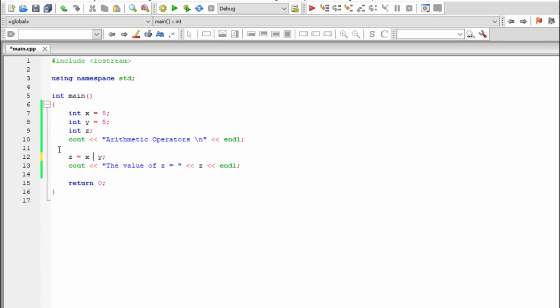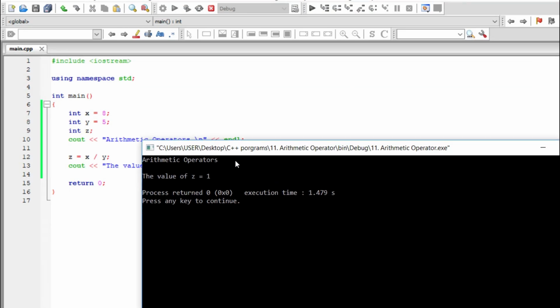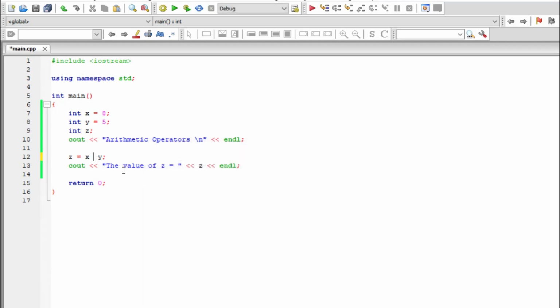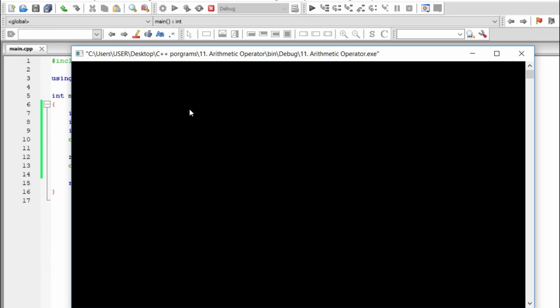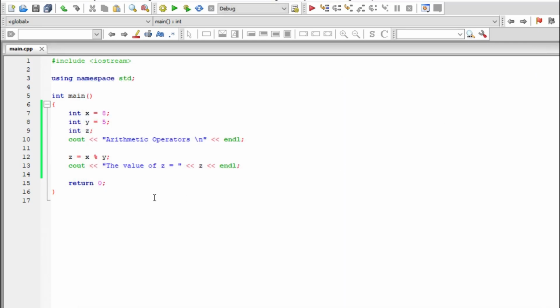The next one is division. Go ahead and run this. 8 divided by 5 is 1 point something, but because these are integers, it gives you 1. Then let's use the modulus to get the remainder. That is the next one, and it's going to print out 3. The modulus gives you the remainder of anything you divide.